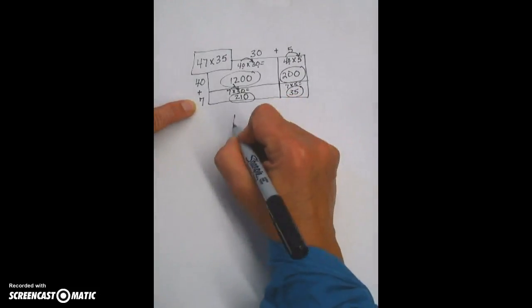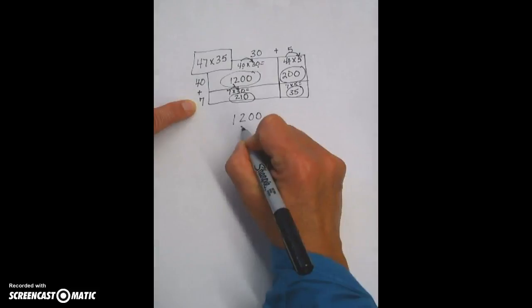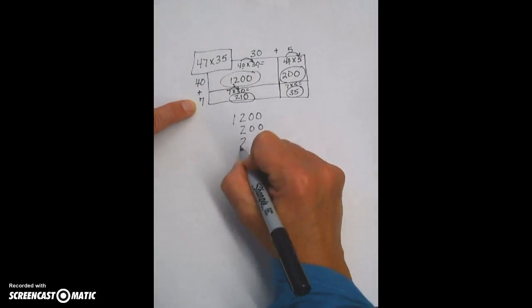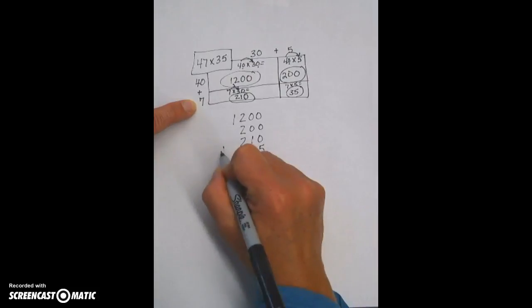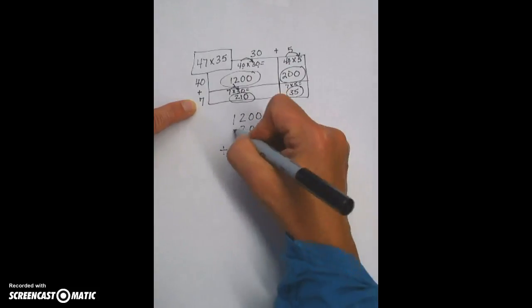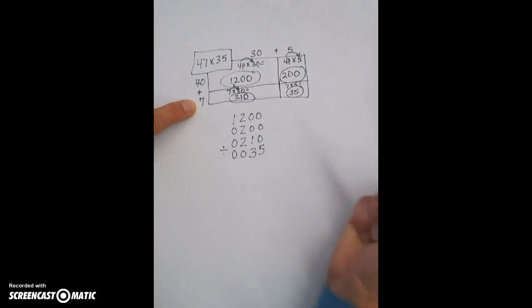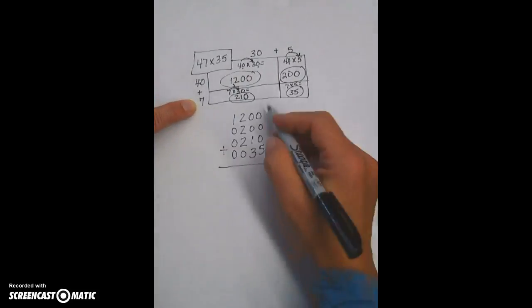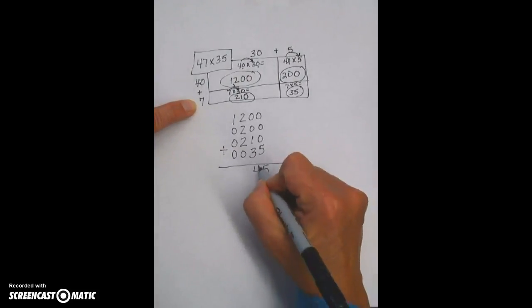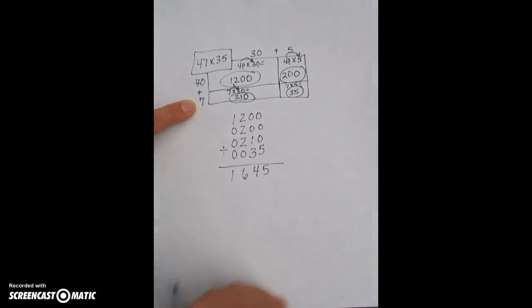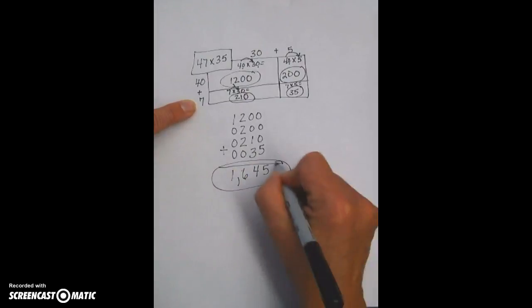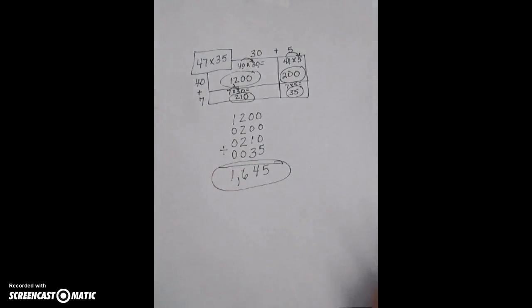So if I add 1200, 200, 210, and 35 all together, I can add zeros to make sure that everything's lined up. 5, 4, 6, and 1,645.